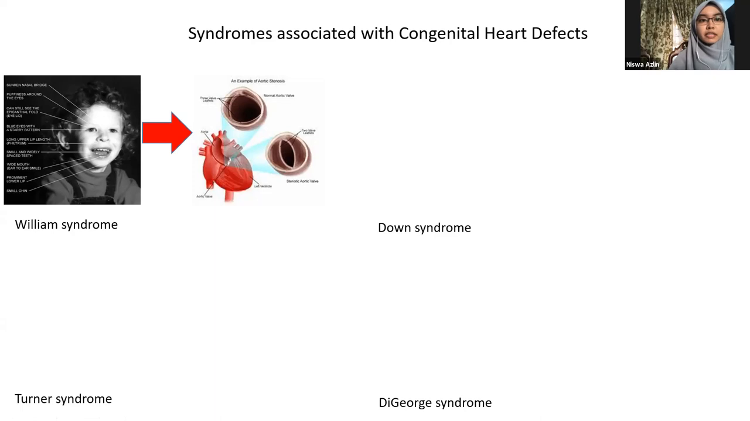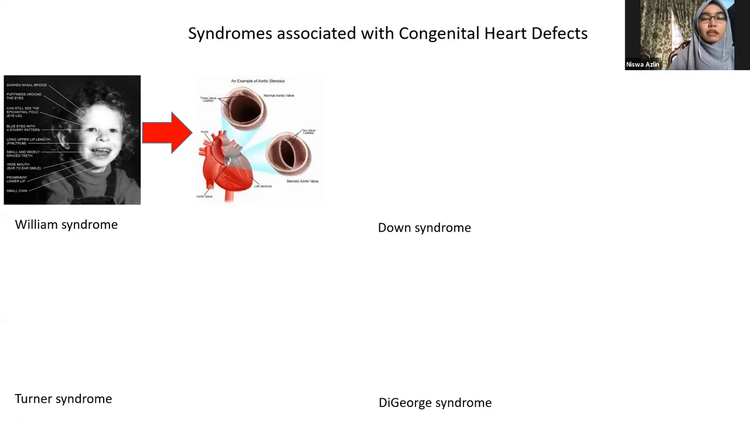So other features that we can see in Williams syndrome, the pathognomonic one is the elfin facies of the patient, which is characterized by craniofacial abnormalities. We can look at the prominent forehead of the patient, the widely spaced eyes, as well as the small mandible. And the patient also can have dental hypoplasia.